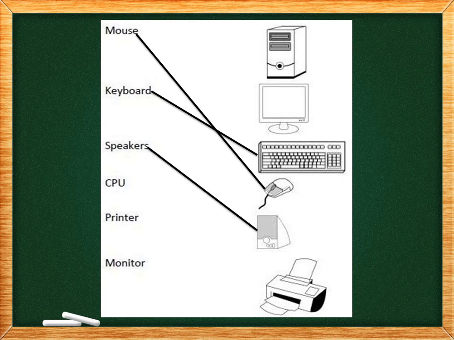Now we have speakers. We connected the word speakers with the shape of the speaker. Every student will do this with the help of a pencil. Okay, now we have a CPU. We connected the CPU with the shape of CPU. The next word is printer. We connected it with the printer shape. Used to print the pages, worksheets, or many things we can print.